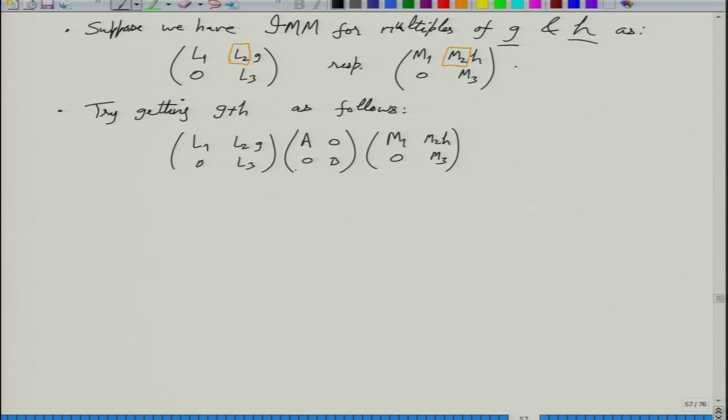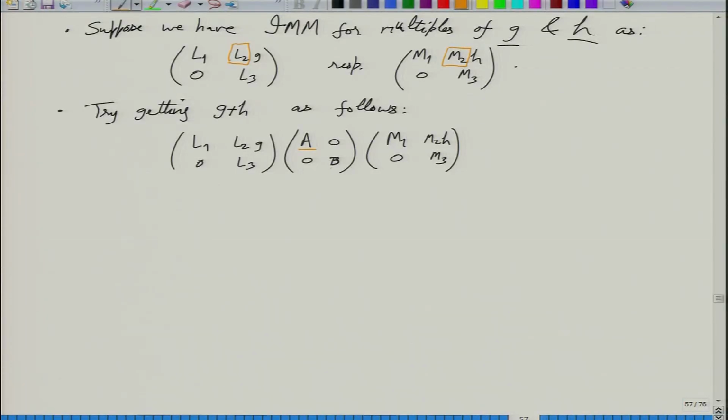Somehow get L2 M2 G and L2 M2 H. Basically you have L2 G and you have M2 H. So a useful combination of this would be M2 L2 G plus L2 M2 H, because from that L2 M2 will come out. That is exactly what you want to do. So for that you have to scale these matrices simultaneously. So for that I have introduced A and B, which is yet to be fixed.